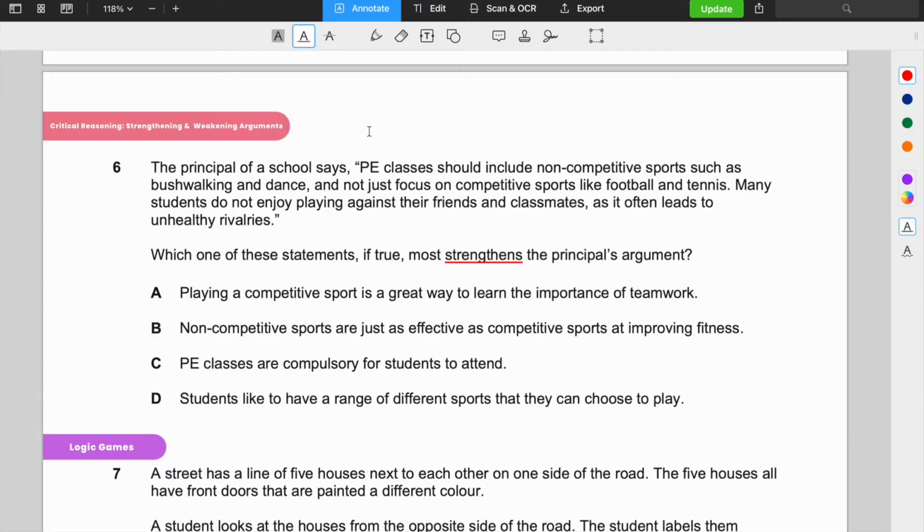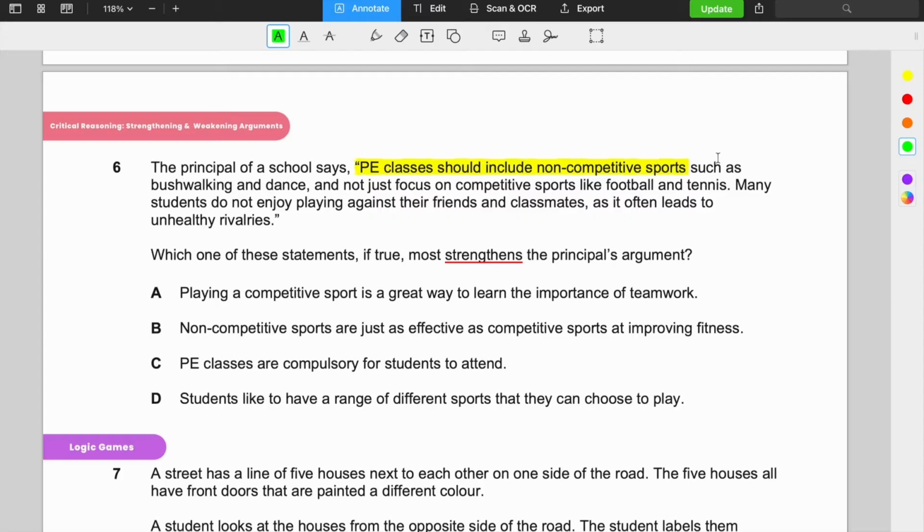So find the main conclusion. The main conclusion is pretty easy to spot. It's literally that PE classes should include non-competitive sports and should not just focus on competitive sports like football and tennis. Okay? So PE classes should include non-competitive sports. That's the main conclusion, right? And what are the supporting premises?